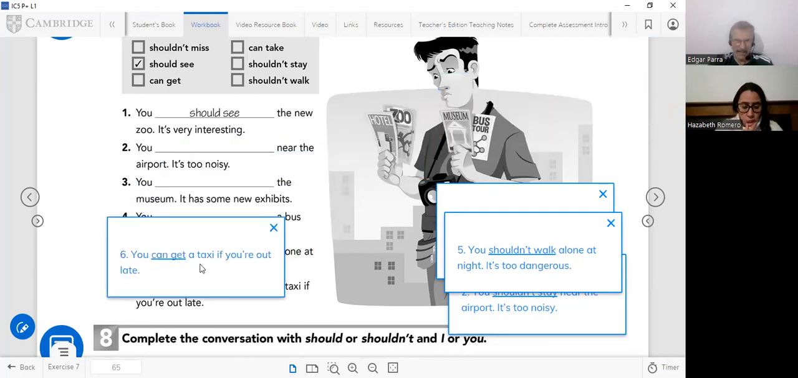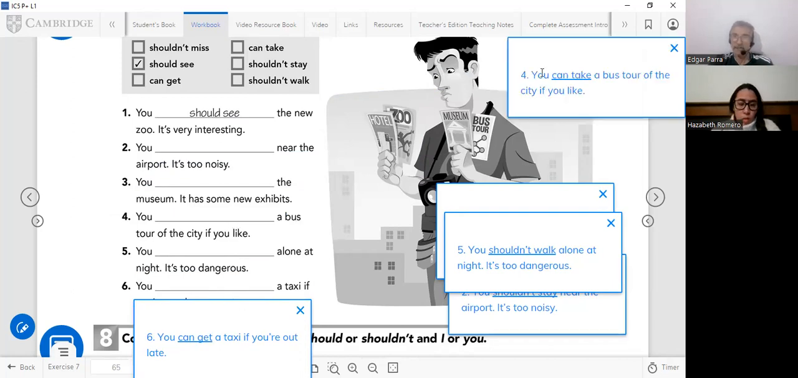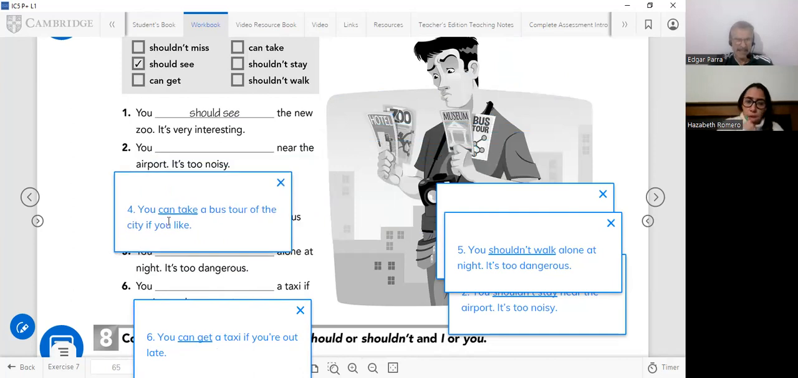You can get a taxi, and you take the bus. You can take a bus. Pay attention. Okay, for a bus, you take it. But for a taxi, you can get it.